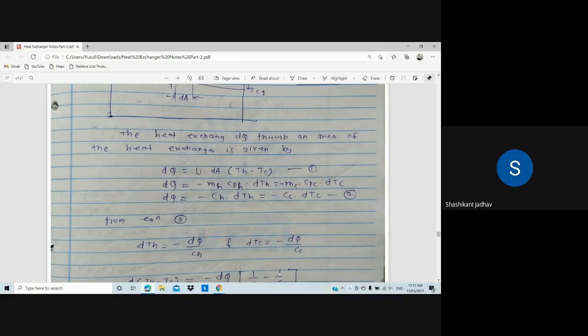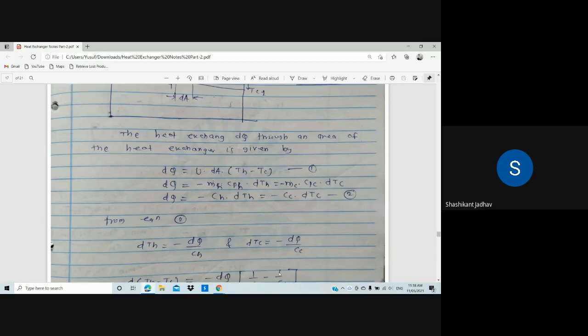Okay, so as we know, the heat transfer rate is calculated using the equation m Cp delta T. So in that manner we have to write down the equation dQ is equal to minus m dot h into Cph into dTh. Here the minus sign means that in the direction from left to right, that is the forward direction, the temperature of the hot fluid decreases. Therefore we have to take the negative sign: minus m dot h into Cph into dTh.